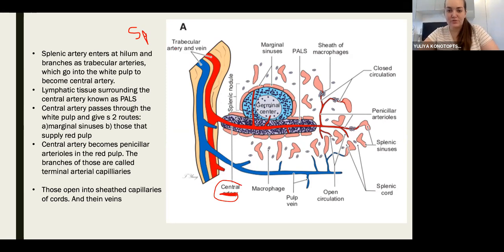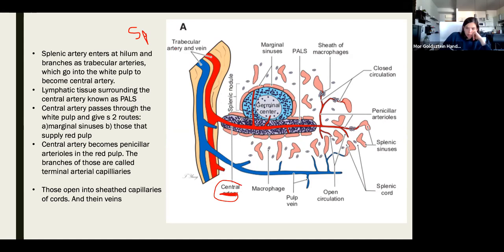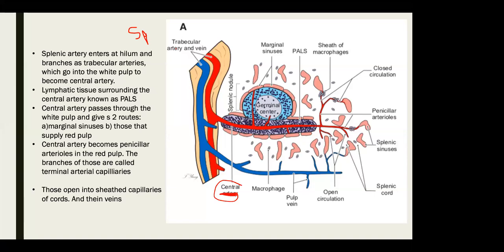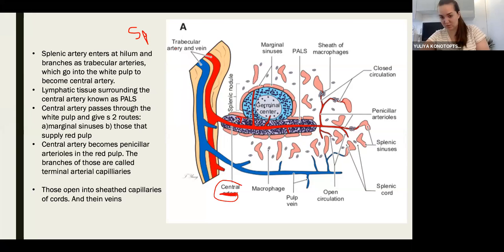So within your white pulp, you have a central arteriole. How do you call this tissue around it? Pulse. Pulse, very good. Which lymphocyte is dominant here? T lymphocyte, very good. Here we have the T lymphocytes which are dominant. This is your secondary lymphatic nodule right next to it, right? So together, all of it is called white pulp.